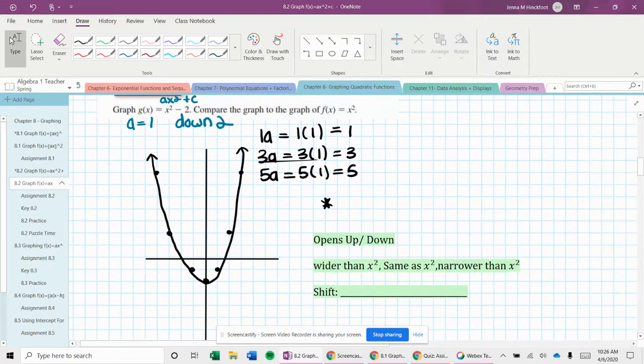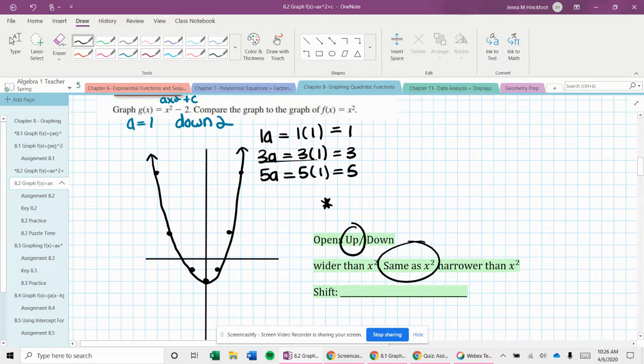And now we're going to answer your questions, okay? So opens up or down is your parabola, right? So remember, if it's positive, it opens up. If it's negative, it opens down. And as you can see, because we graphed it, it opens up. Wider than x squared, same as x squared, or narrower than x squared. Remember, that deals with your a. So remember, if a is 1, it's the same as x squared.